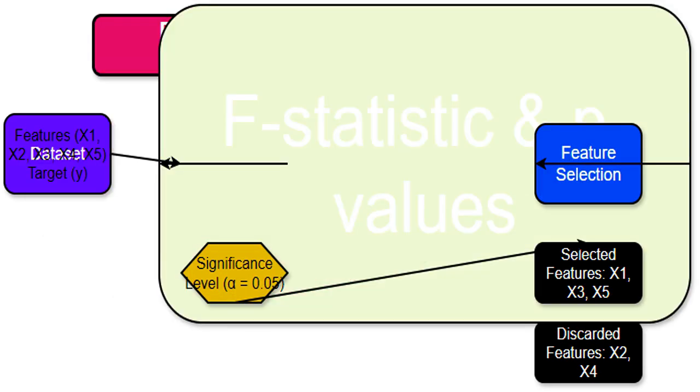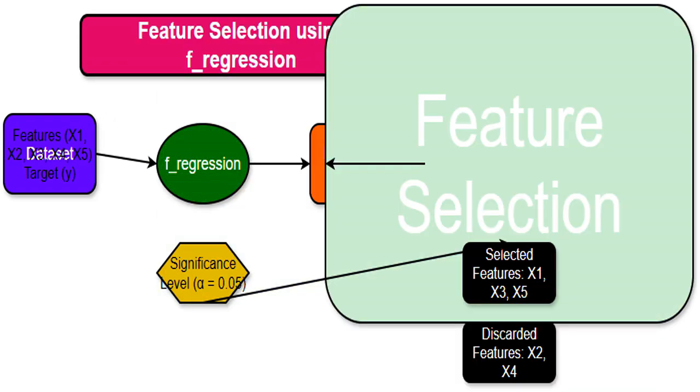The f_regression function gives me 2 key pieces of information for each feature. The f-statistic, which tells me how much variance in the target variable is explained by that feature, and the p-value, which tells me the probability of observing that f-statistic if there were no real relationship between the feature and the target. My goal is feature selection, choosing only the most important features for my model. This improves model performance and makes it easier to interpret.